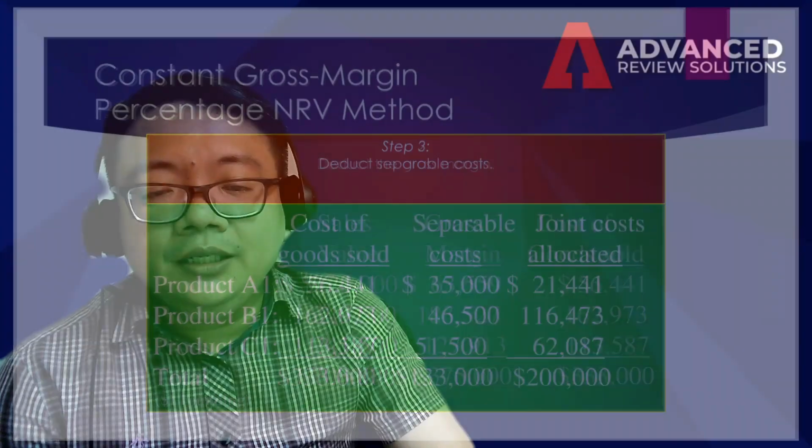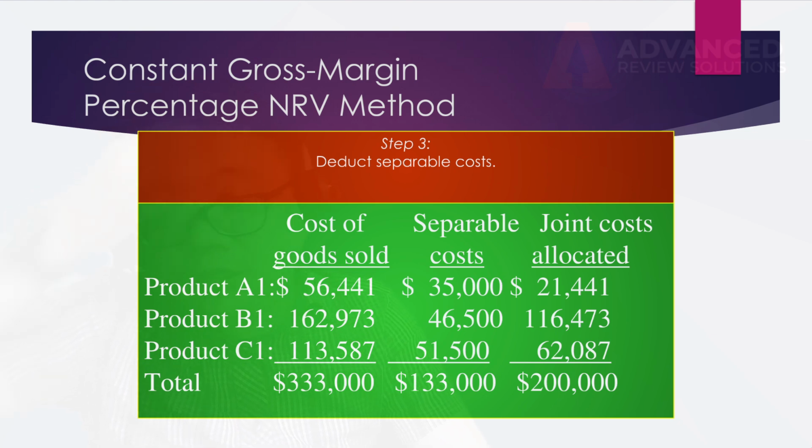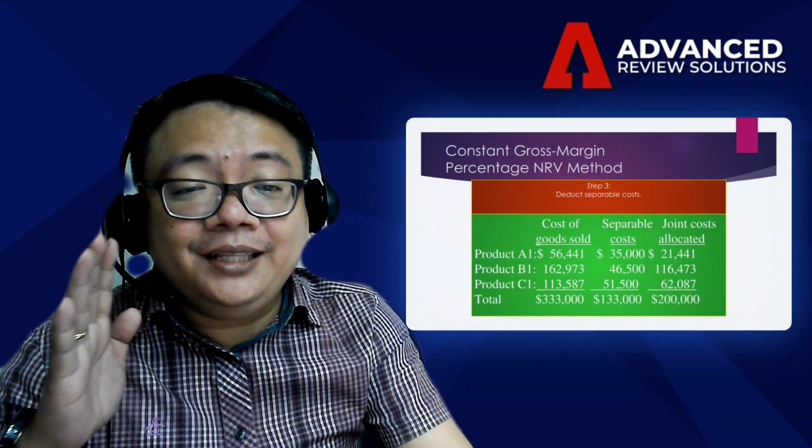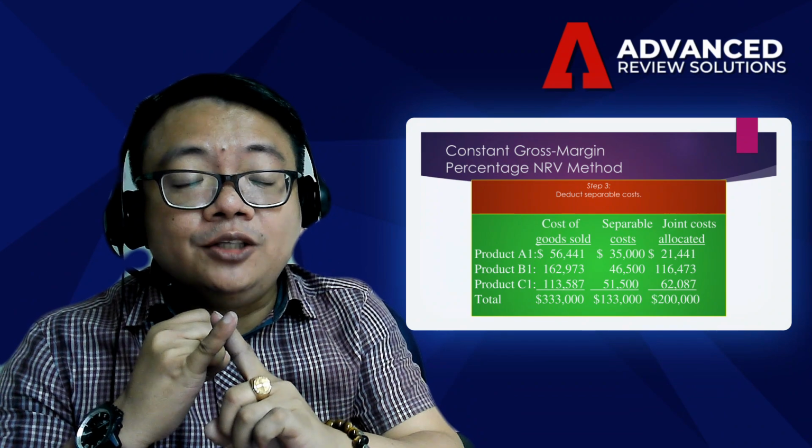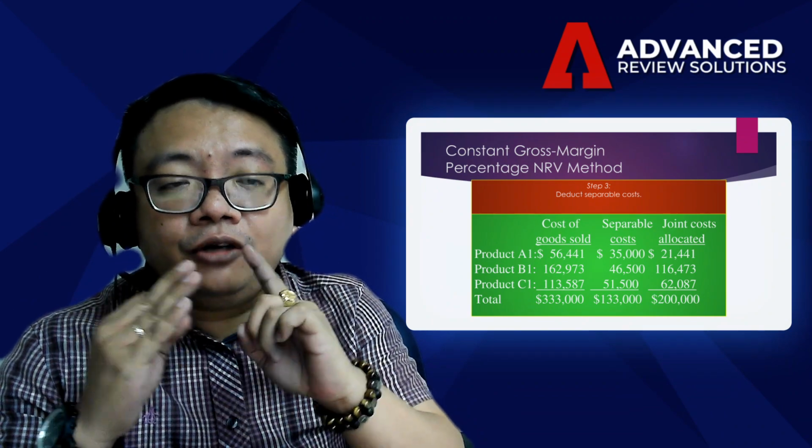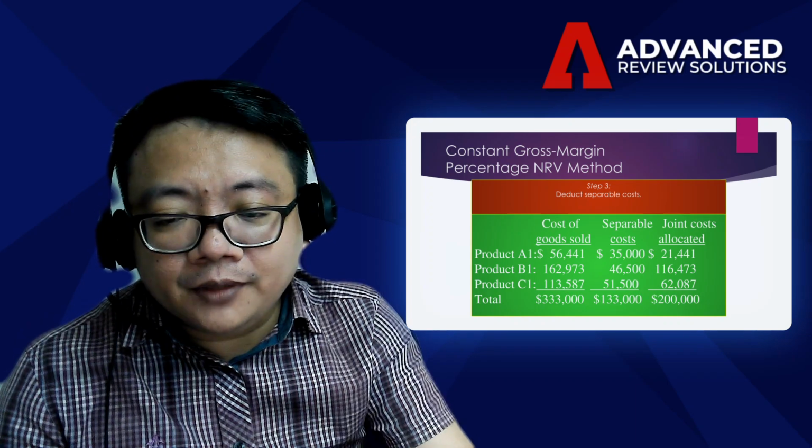Madali lang to, class, diba? Since you have your cost of goods sold, ito yung kanina, 56,441, 162,973, 113,587, and also alam natin yung magkano yung separable cost mo, any difference would be your joint cost allocated. Ganun pala, class, ang pag-compute ng joint cost. Medyo madali siya kasi you will compute first for our constant gross profit margin. Hopefully, class, naintindihan ako. Number one, using the sales value split of point, NRV, constant NRV. Okay. Next one.